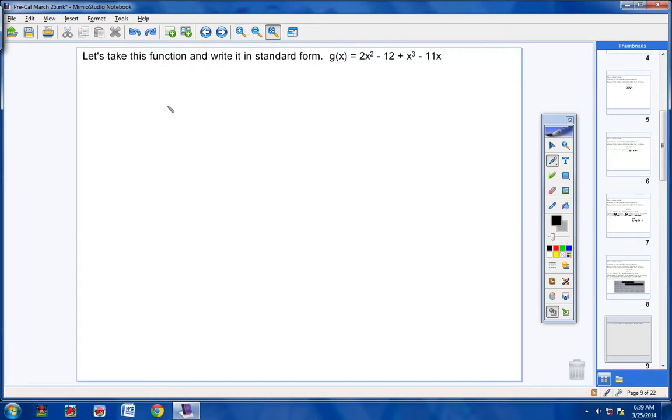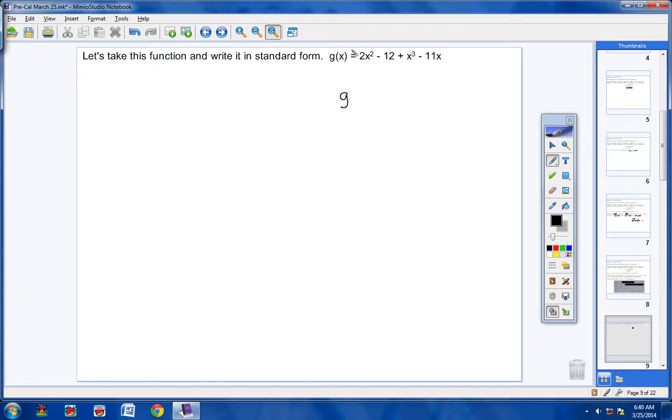One thing I want to cover today is being able to take a function and write it in standard form. So I want you to copy this function in your notes, and I want us to take this polynomial function and write it in standard form. Are you ready? Let's go ahead and do that right here. Take some really good notes, please.